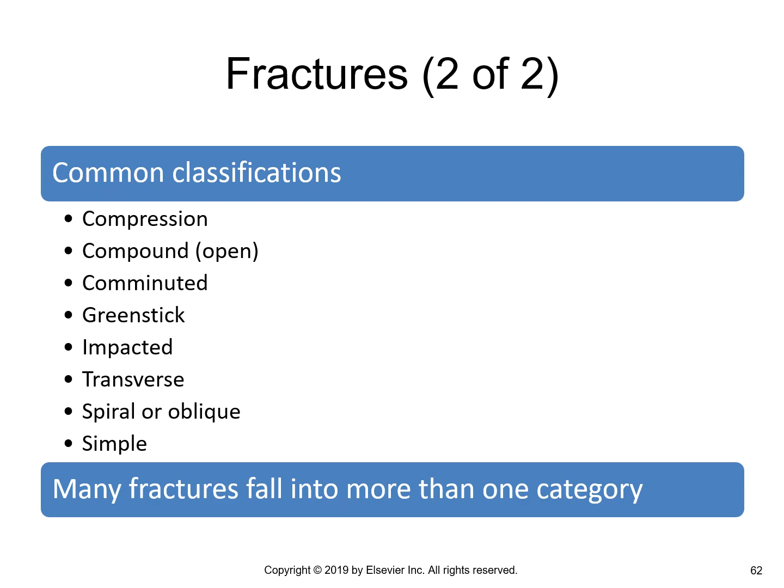All right, so compression fractures, compound, comminuted, greenstick, impacted, transverse, spiral, and simple. Many fractures fall into more than one category. Okay? Am I going to quiz you on, yeah, what type of fracture involves the bone splintering into many, many pieces? And the right answer is comminuted. Okay? That means pulverized into bits.